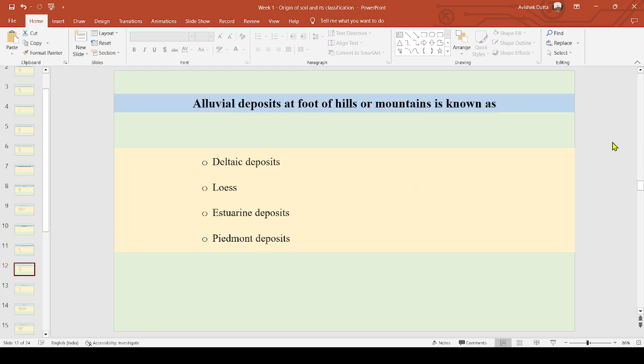Alluvial deposits at foot of hills or mountains is known as. The options are deltaic deposits, loess, estuarine deposits, or Piedmont deposits?